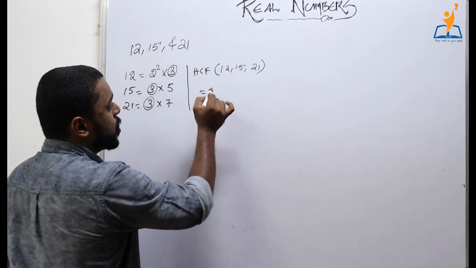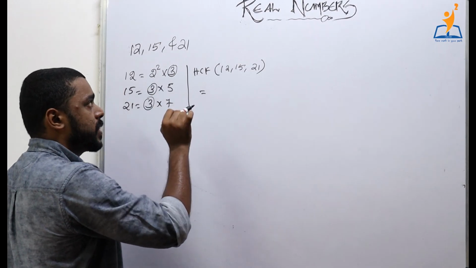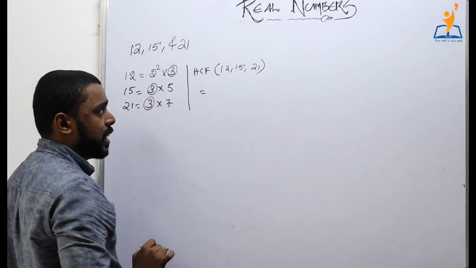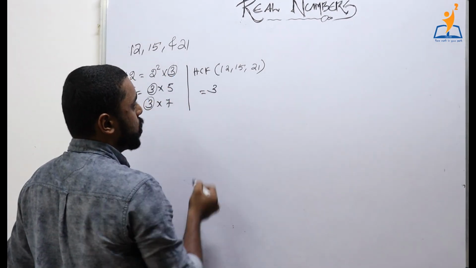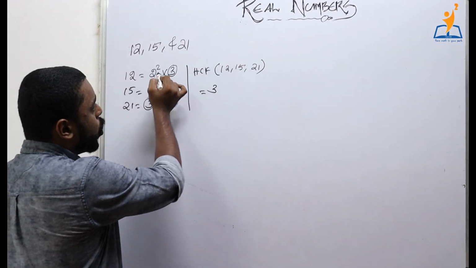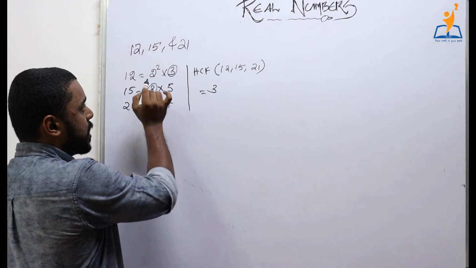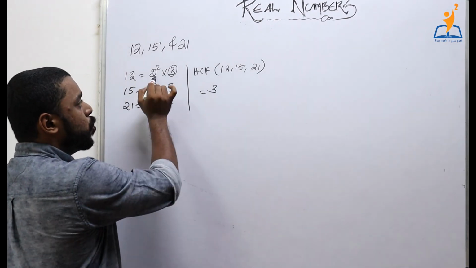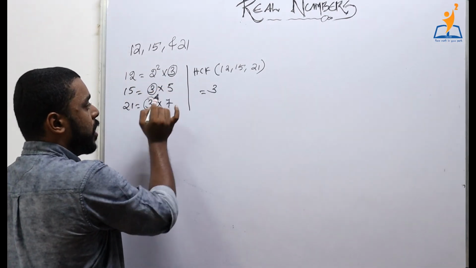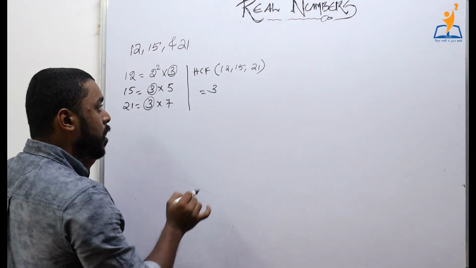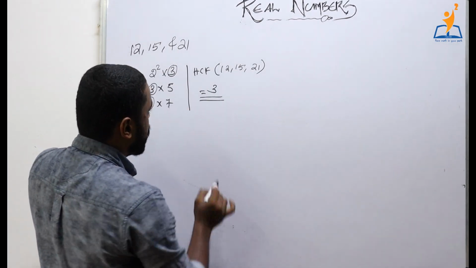So it is common. So we should choose one with the lowest power. Since all of them have the same power 1, we can choose anyone. So 3. And 5 is not common since it is not available in any other expression. 7 is not common since it is not available here and here. 2 is also not common since it is not available here and not available here. So clearly HCF is equal to 3.